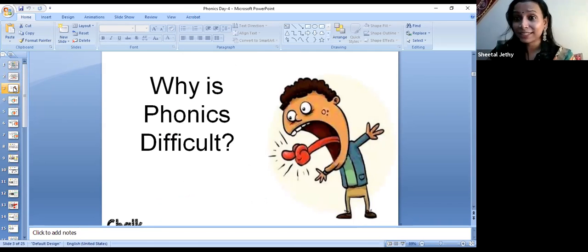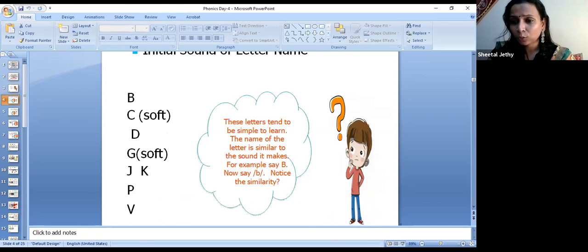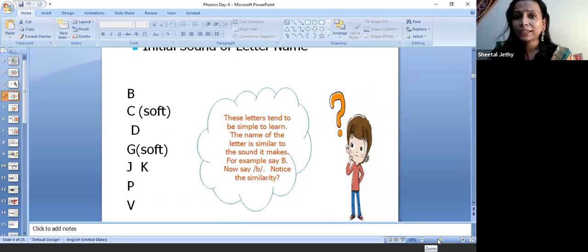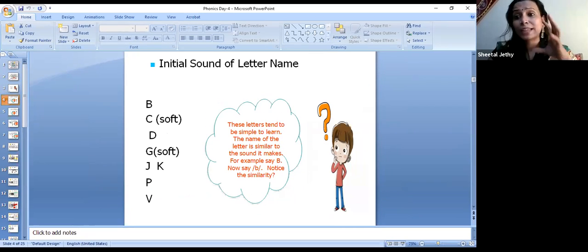Why is phonics difficult? Now, if you ask me, we can categorize the letters of the alphabet into a couple of categories. These are the letters where the initial sound of the letter name is very simple to learn. The names of these letters are similar to the sound they make.